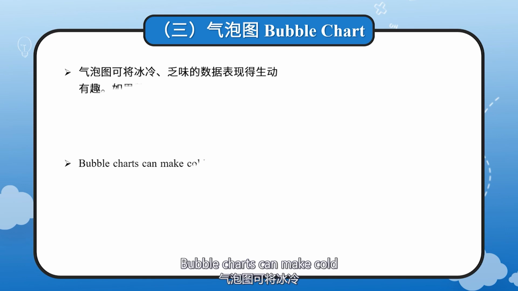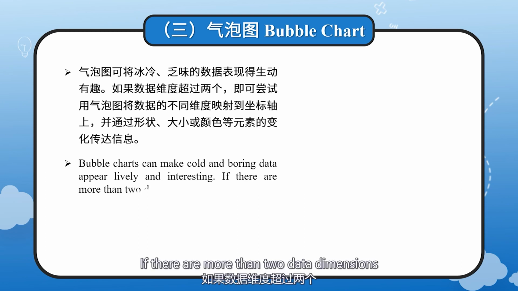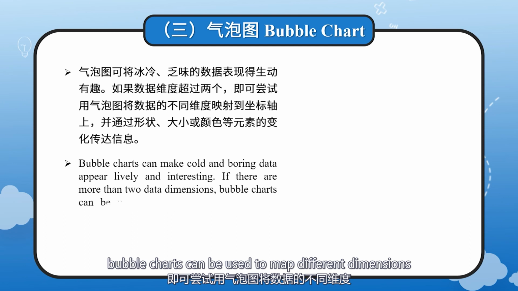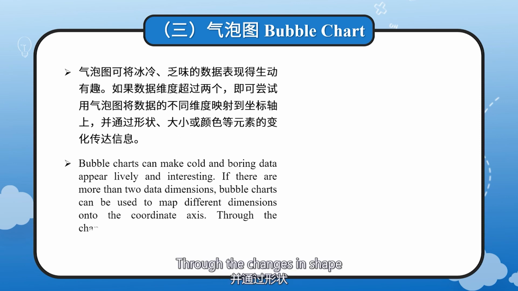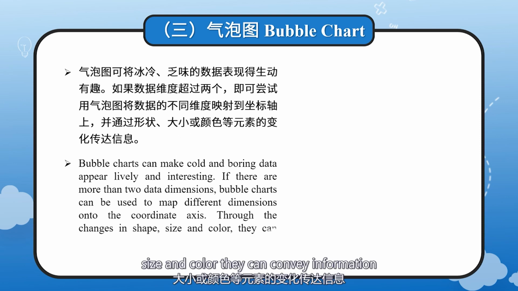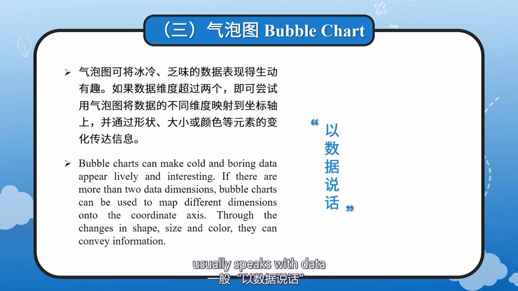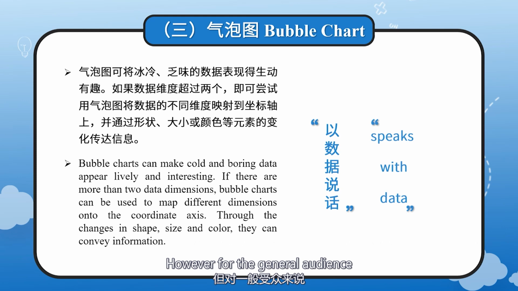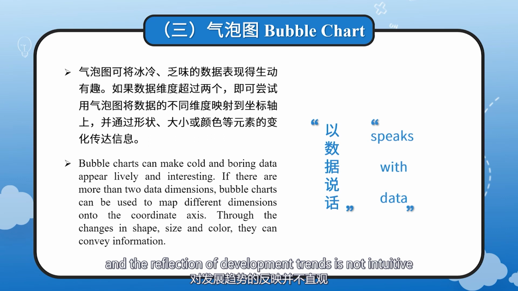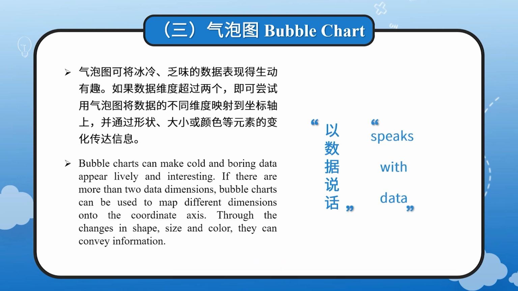Bubble chart. Bubble charts can make cold and boring data appear lively and interesting. If there are more than 2 data dimensions, bubble charts can be used to map different dimensions onto the coordinate axis. Through the changes in shape, size, and color, they can convey information in various news. Financial news usually speaks with data and highlights the development trends behind the data. However, for the general audience, data is often abstract, and the reflection of development trends is not intuitive. Bubble charts can effectively solve this problem.